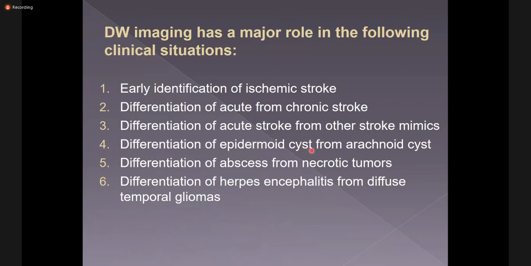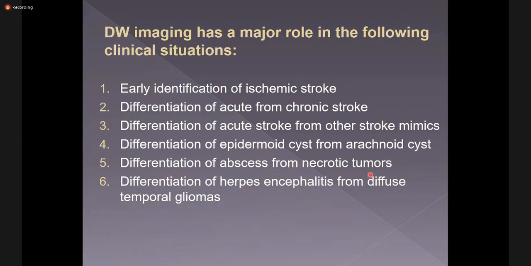The epidermoid cyst and the arachnoid cyst are almost similar on conventional MRI, but the epidermoid cyst shows diffusion restriction on the DWI and ADC mapping. Meaning, epidermoid appears hyperintense on DWI and hypointense on the ADC mapping.